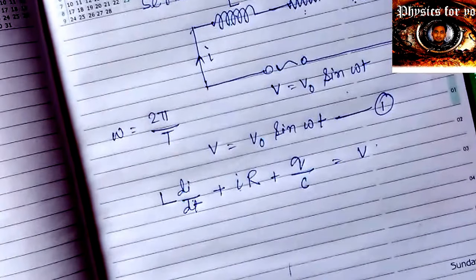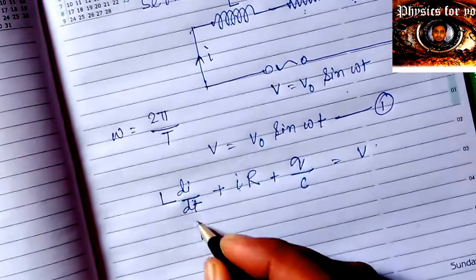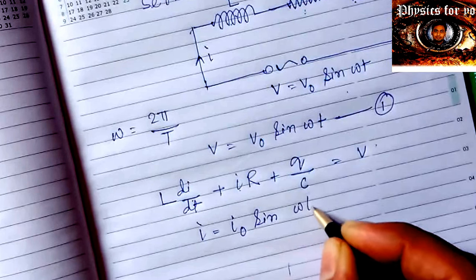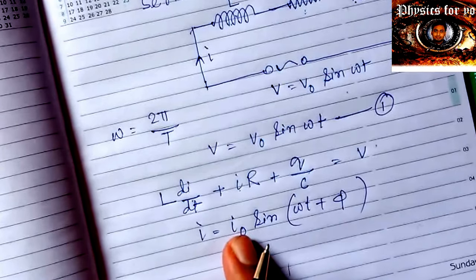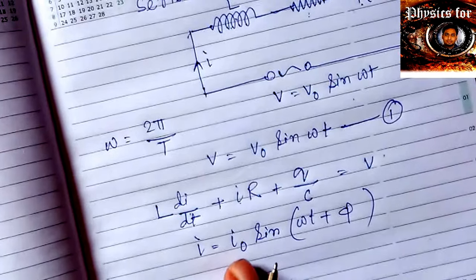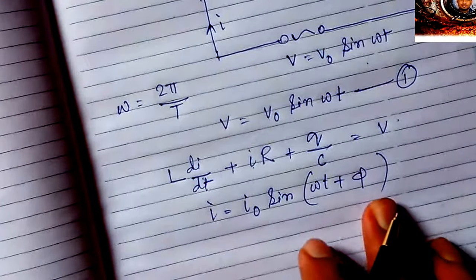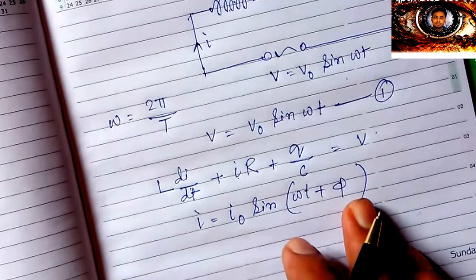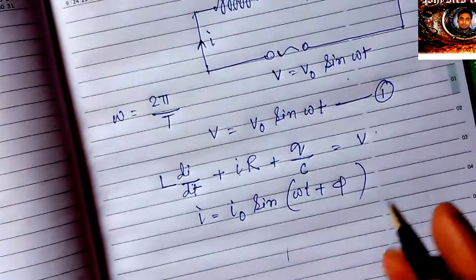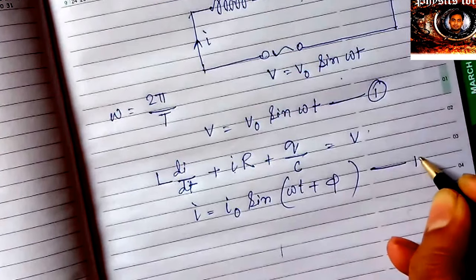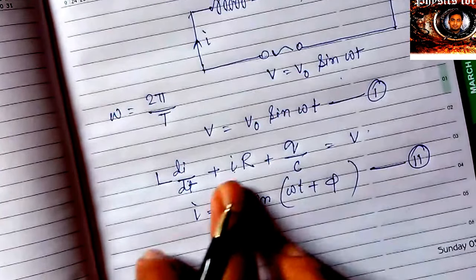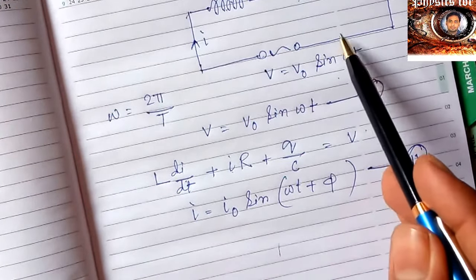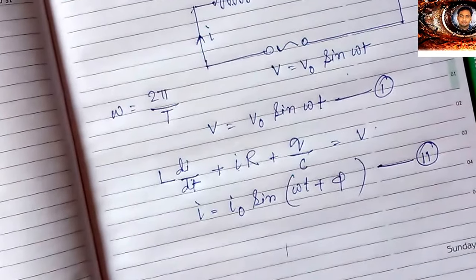Let the current at any time be I equal to I0 sine omega t plus phi. I don't know yet what I0 and phi are. I0 is the peak value I have taken, and phi is the phase difference between the current and the voltage. It may be positive or negative; I have taken it as positive. That is equation 2. So this is the instantaneous current I have taken for this circuit.